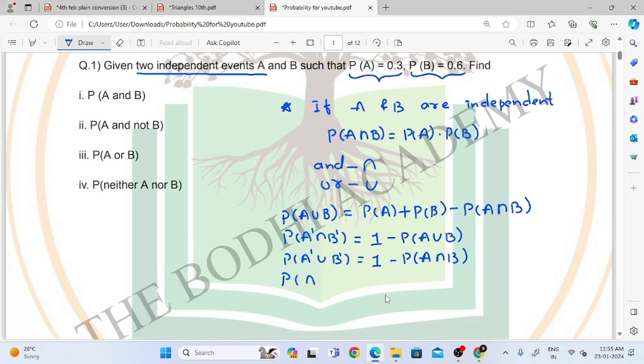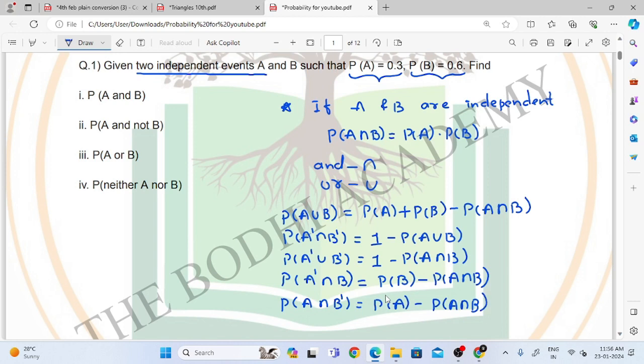And P of A dash and B. For this, the formula is P of B minus P of A intersection B. It is P of A dash intersection B, so B is there and A is not. So it is the formula P of B minus the intersection of them. And similarly P of A intersection B dash. For this one the formula is P of A minus P of A intersection B.